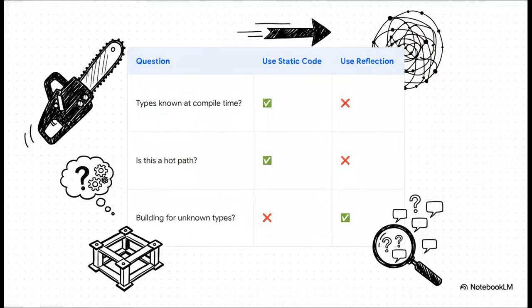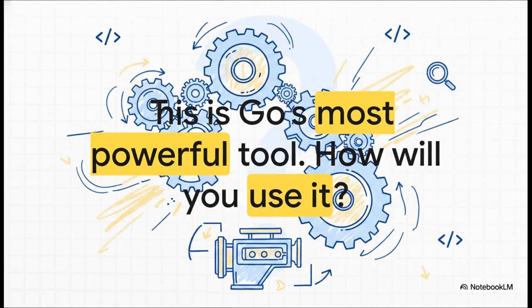So when should you actually reach for this chainsaw? This little table is your guide. If you know all the types when you're writing the code, use static code. If this is a part of your application that needs to be screaming fast, definitely use static code. But if you're building a generic library that needs to work with types you've never seen before, well, that's what reflection was made for.